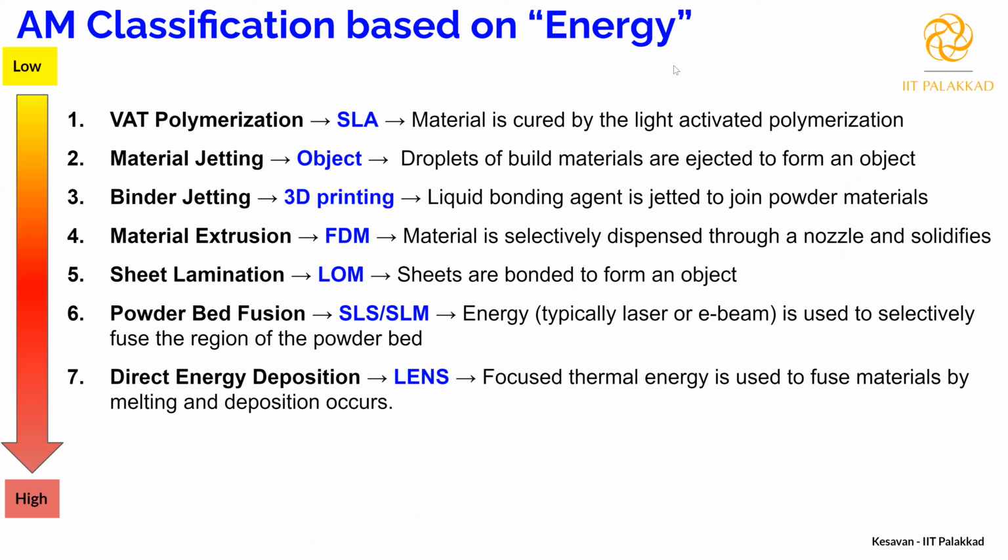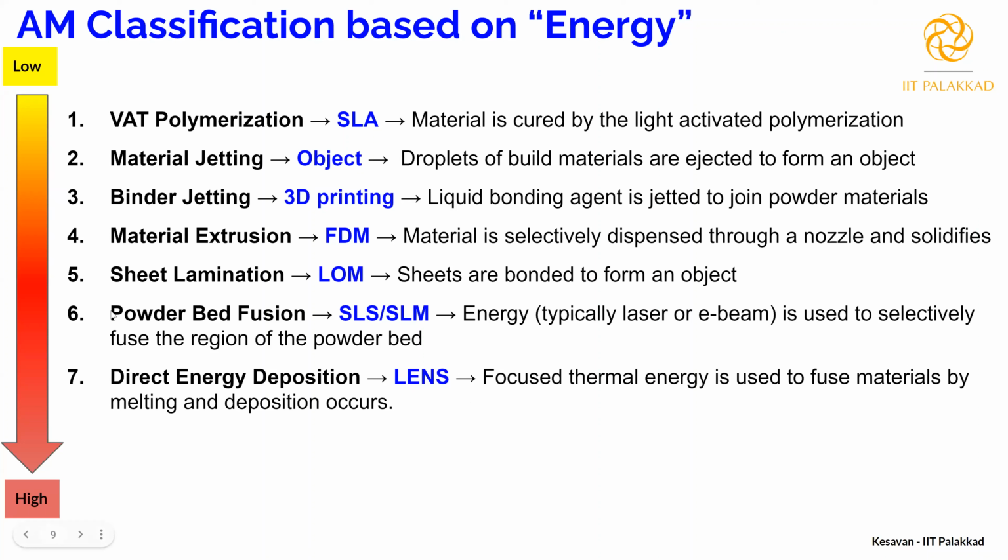So AM classifications, I believe Dr. Subbu would have briefed on all these processes. I'm just giving a glimpse of it. There are 7 different processes available, starting from VAT polymerization to direct energy deposition. You can see the way they are arranged. VAT polymerization is the process which consumes very low energy, so basically the energy spent to make a component is very low. As you go from VAT polymerization to other processes, you see the energy spent is more. Okay, so the highest energy is spent for the process called direct energy deposition. This is also called the LENS process.